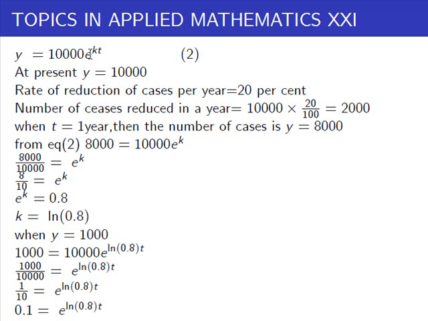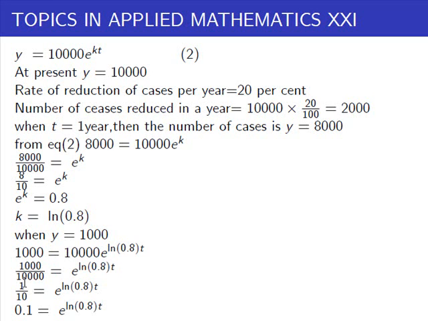In this equation, put the value of k. Y is equal to 1,000, and this is 10,000, and the value of k is the logarithm of 0.8, and t is unknown. We have to find t. Now this is from equation 2, and from the value of k, we divide by 10,000. 1,000 divided by 10,000 is equal to e to the power log 0.8 t.